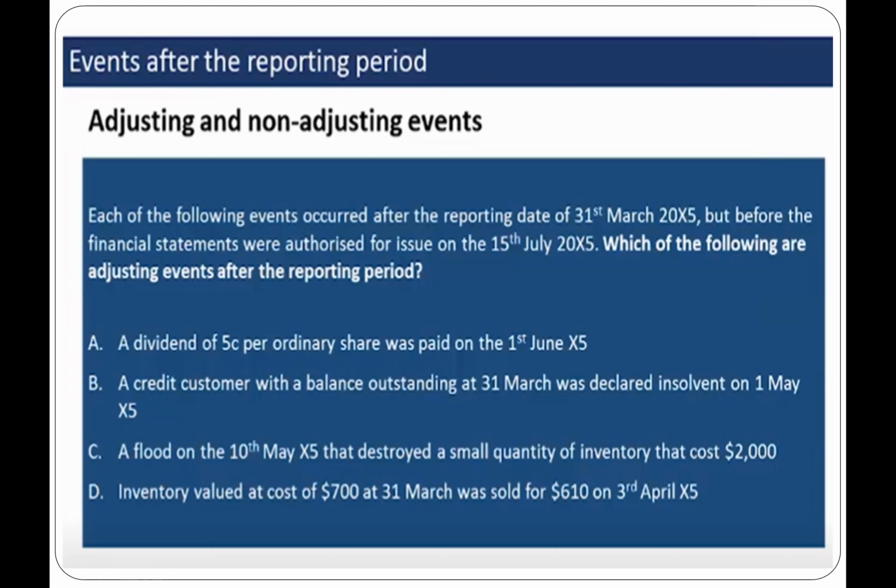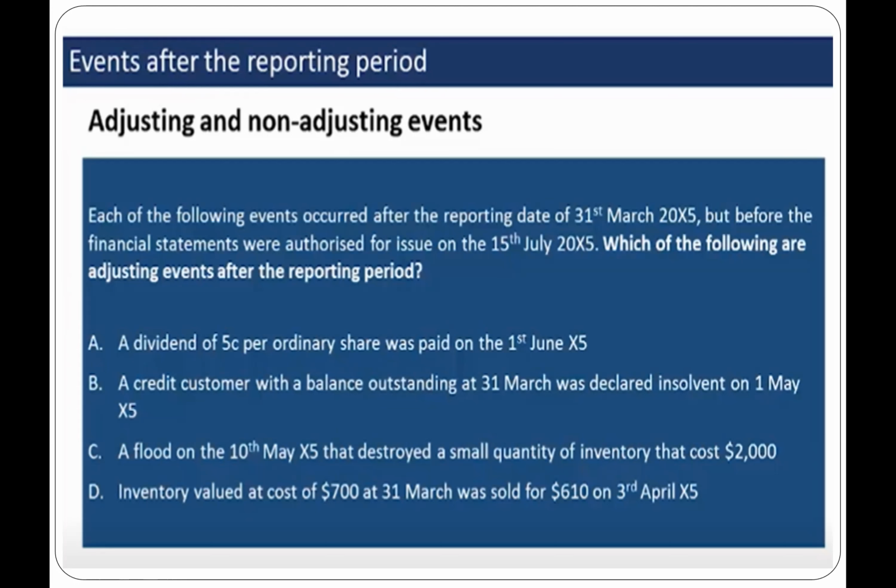So our year end, instead of 31 December, in this case, is 31 March 2015. And then our date of issue of financial statements to the public is 15 July. So there are things that happened between 31 March and 15 July. You are asked which of them are adjusting events. So remember, adjusting events are events that tell us more information about conditions that existed before the year end.